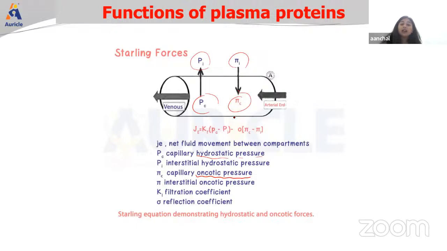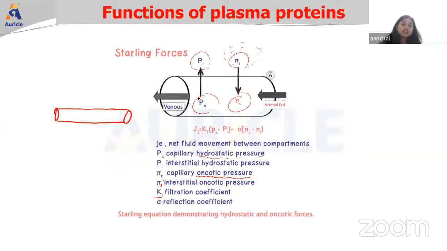Then pi I refers to interstitial oncotic pressure, which is exerted by the different proteins present inside the interstitial fluid. Then here we have the filtration coefficient, and we have the reflection coefficient also. So here we're going to learn what is going on: we have the venous end here and the arterial end here, and here we have the capillary.